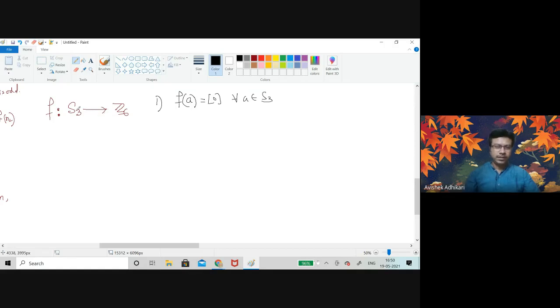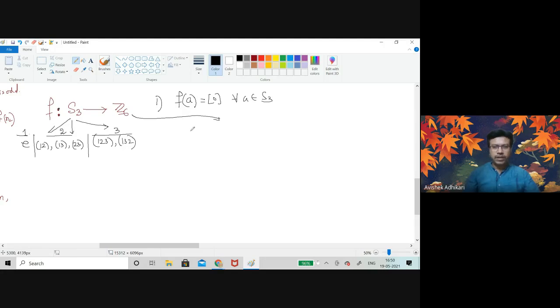Okay, say order, since you said 2, very good. If I look into the whole scenario in terms of order, then e is an element of order 1, then (1 2), (1 3), (2 3) are elements of order 2, and (1 2 3) and (1 3 2) are elements of order 3. Now in Z6, let us try to find where it should go.